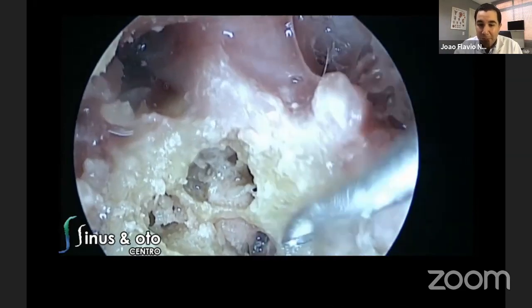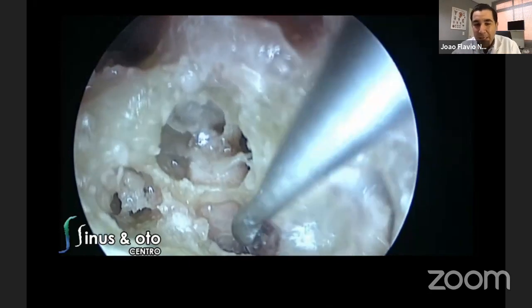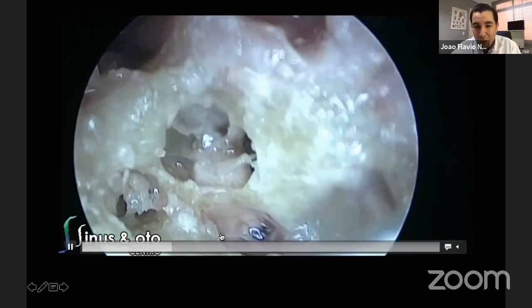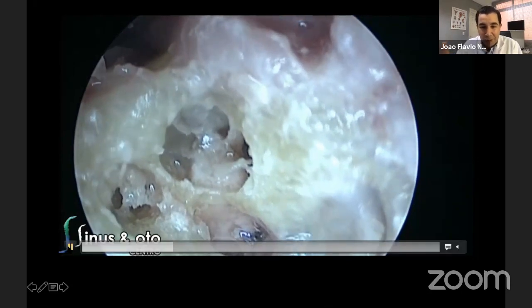So we open here, and then we can already see the cochlear nerve. The first nerve that we see is the cochlear nerve going into the modulus. As you recall, the cochlear nerve is anterior inferior.